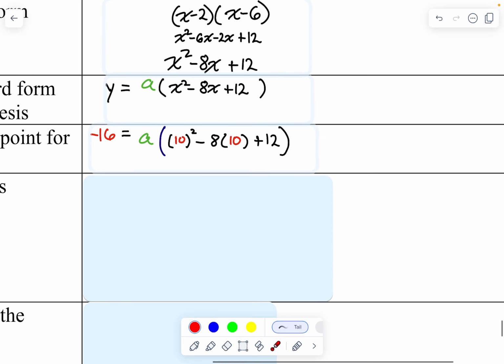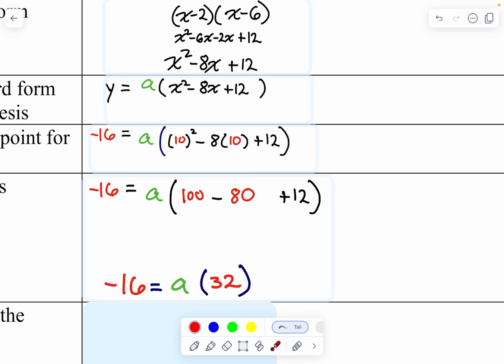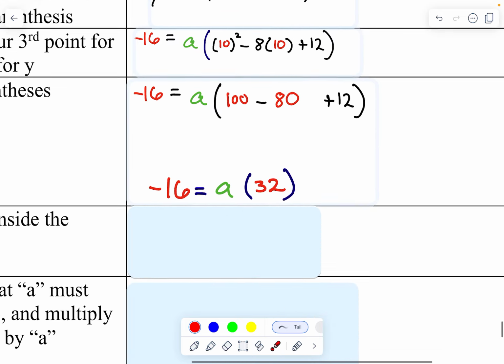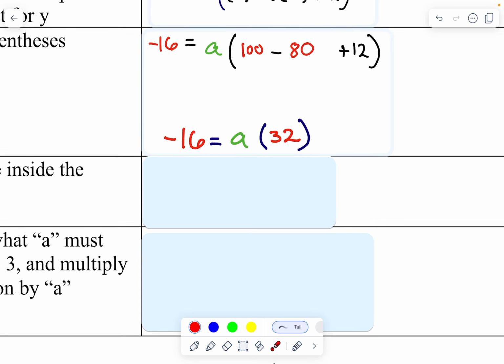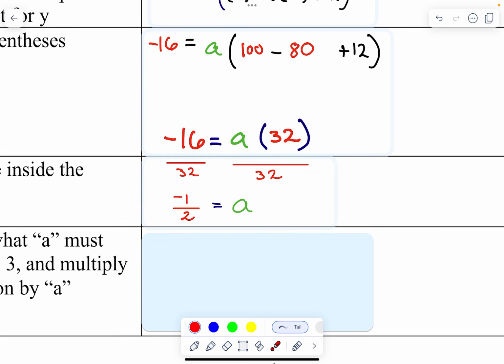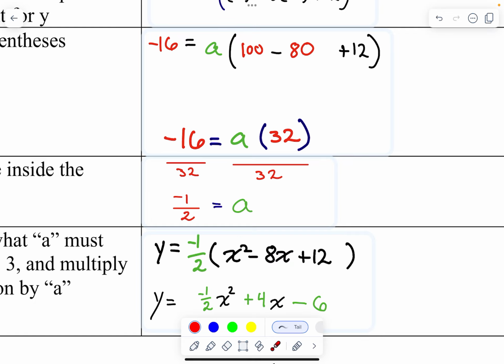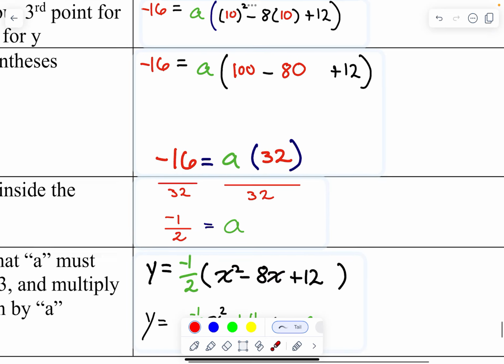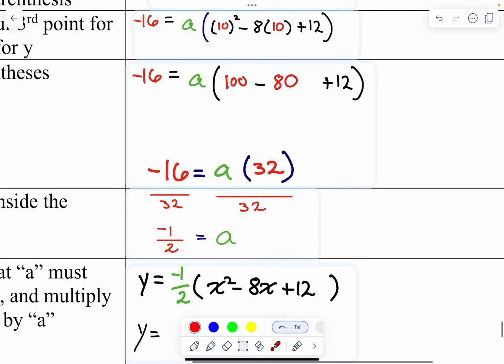So I'd grab a calculator and evaluate what's in the parentheses here. If we do it the long way, we get 10 squared is 100, minus 8 times 10, or 80, plus 12, which is 32. So now I have a times 32 equals negative 16, and I'm going to get a by itself, so I'm going to divide everything by 32, and I get a equals negative 16 32nds, or negative 1/2.